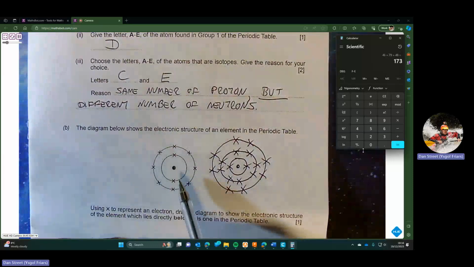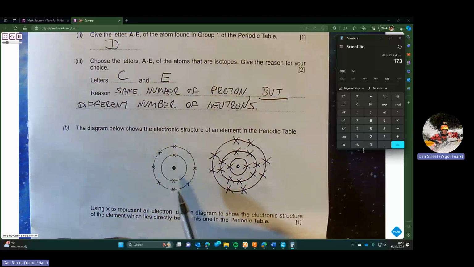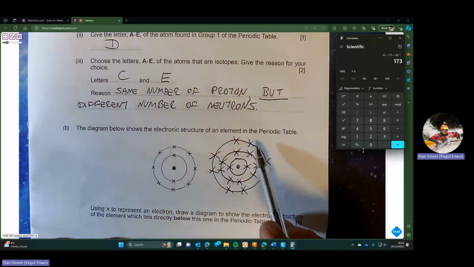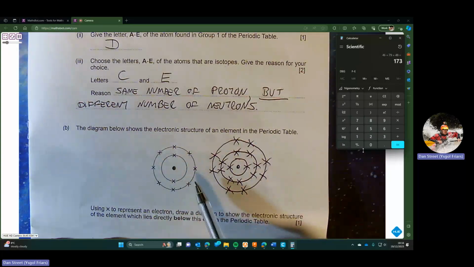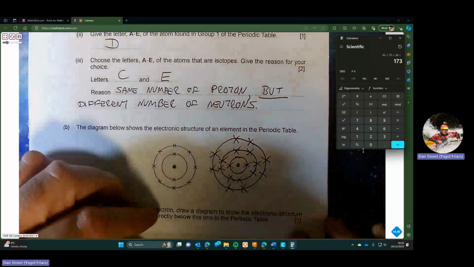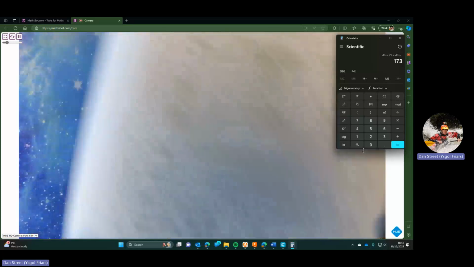Another way of doing this would be to remember that members of the same group have the same number of electrons in their outer shell. And so if this diagram is of an atom directly below that one, then we'd have to add an extra shell, then we'd have to put 8 electrons in it because there are 8 electrons there, and these two are in the same group because one is directly below the other in the periodic table. Okay, so there's a couple of ways of looking at that.